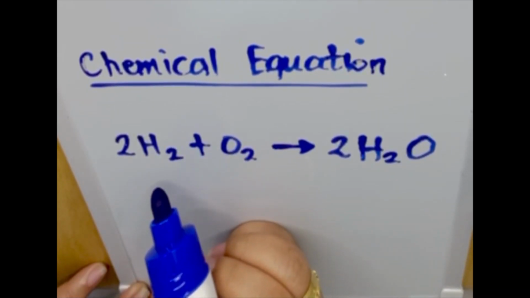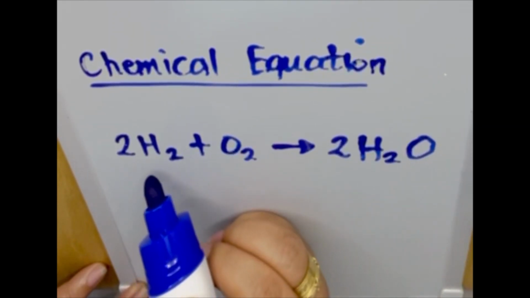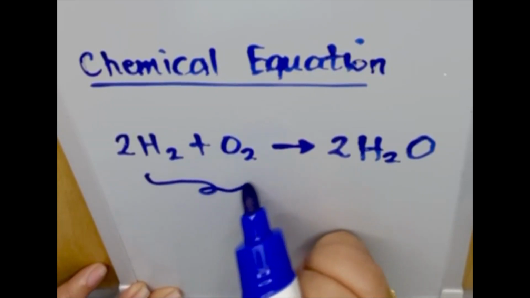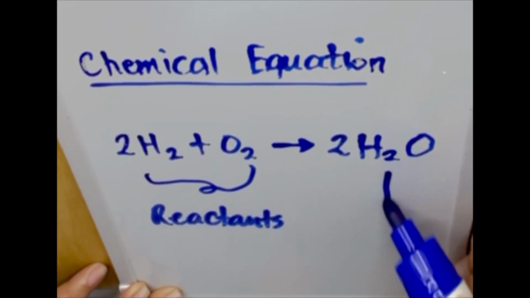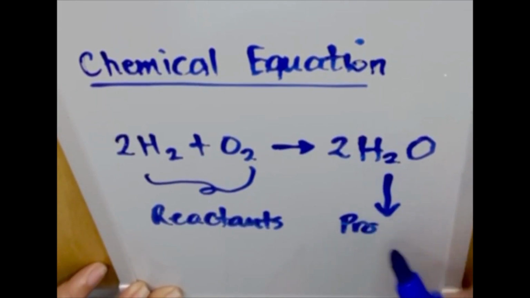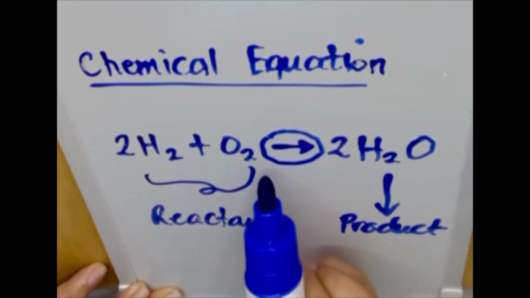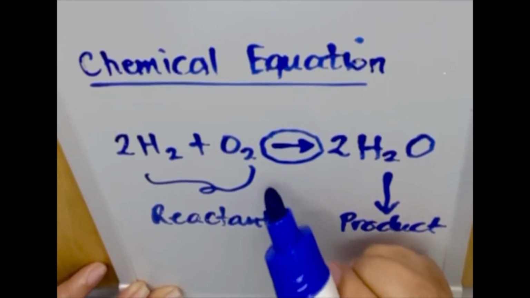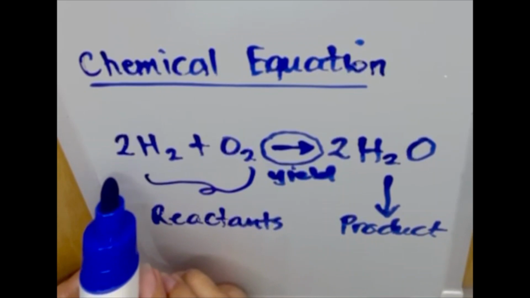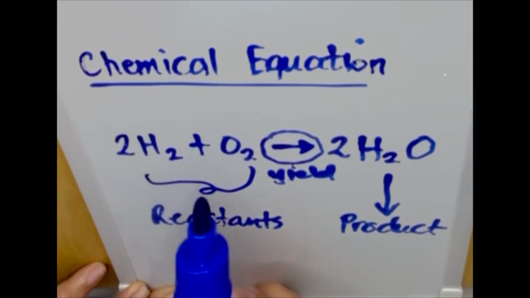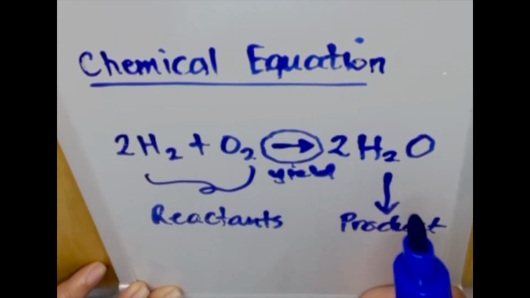Here we have the combination reaction of hydrogen and oxygen to form water. Hydrogen and oxygen are both called reactants, and water on the other side is called the product. The arrow indicates the direction of the reaction. It is read as "yields" or "results to." So we have 2 molecules of diatomic hydrogen plus 1 molecule of diatomic oxygen yields 2 molecules of water.